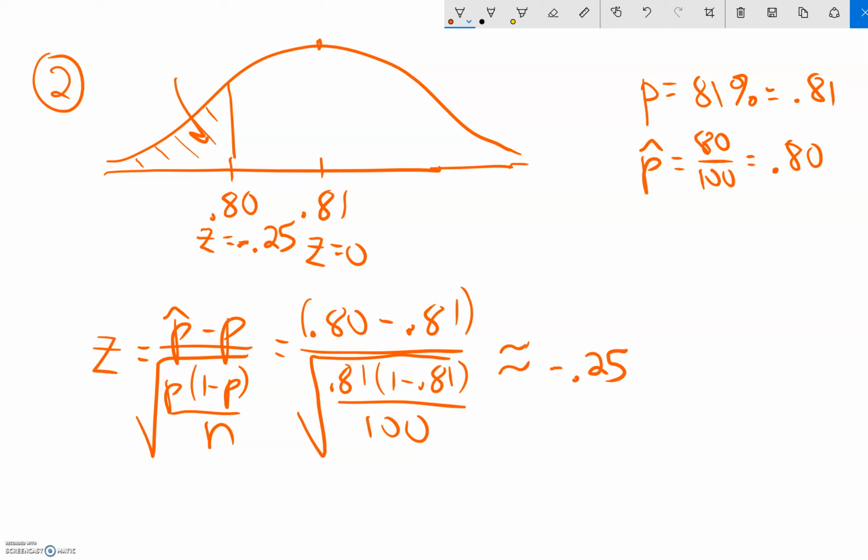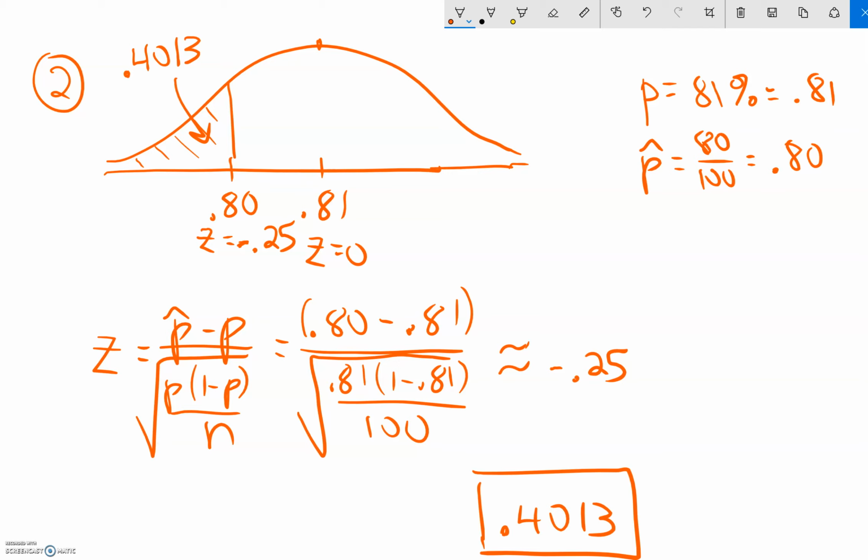All right, if we look up z equal negative 0.25 on our z-score chart, we find that the area to the left of that is 0.4013, which is our answer to this question. Now, sometimes they ask for the answer in the form of a percentage. And if they do, just remember on this problem, if we move the decimal 2 places to the right, that would be 40.13%.